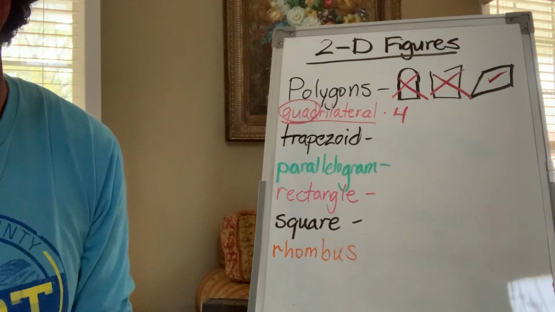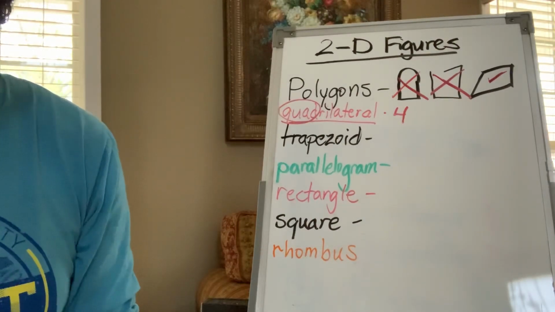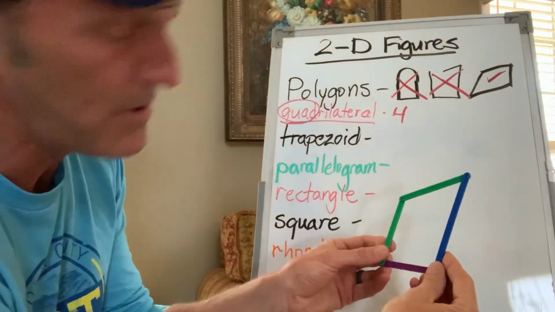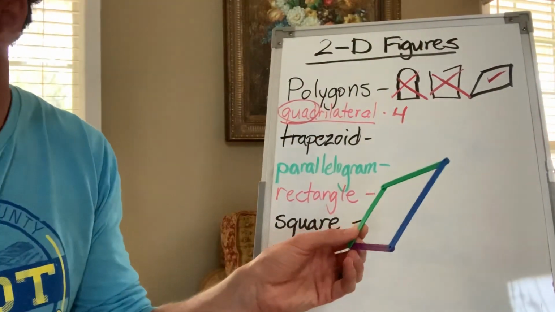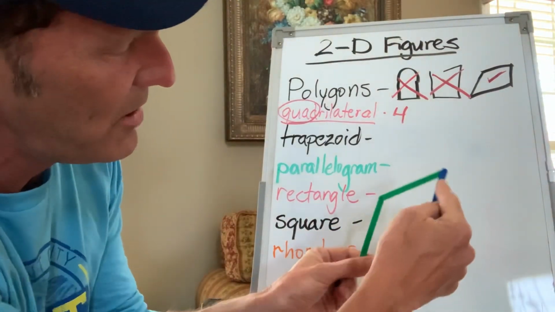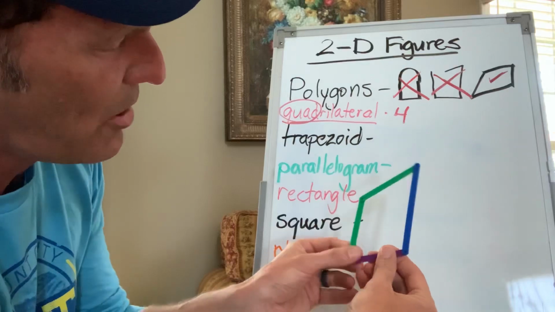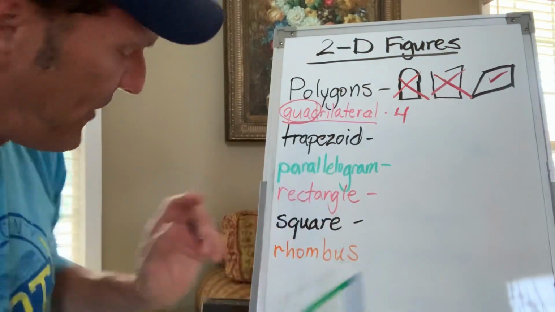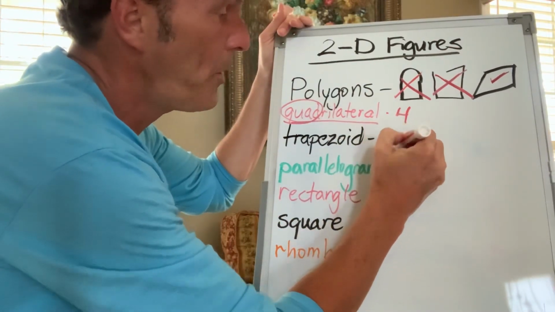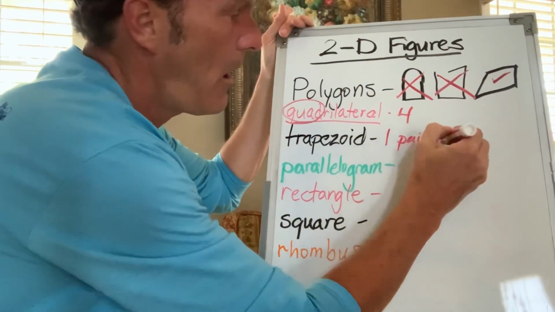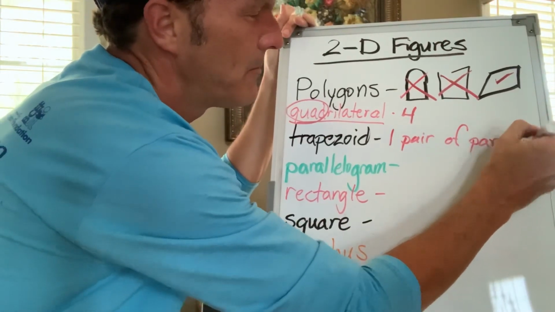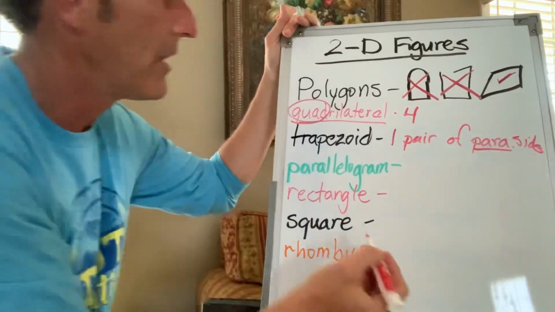So let's start with the trapezoid. This one right here could be a trapezoid. I thought I had another trapezoid. See, I can make these 2 sides parallel. This blue side and this green side are parallel. So a trapezoid has one set, or one pair, of parallel sides.